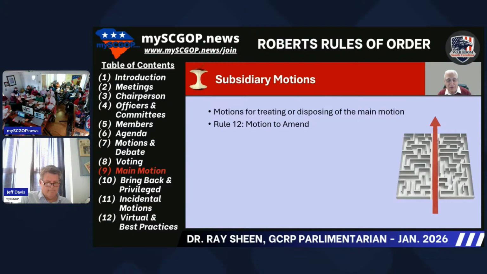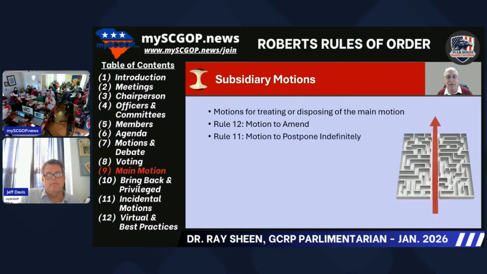This motion changes the wording in the main motion, and like it, this motion must be seconded, it can be debated, and it requires a majority to pass. It can also be amended by a second motion to amend. It takes precedence over a subsidiary motion to postpone indefinitely, but it does not take precedence over any of the other subsidiary motions. Since I just mentioned the motion to postpone indefinitely, let's talk about that next.